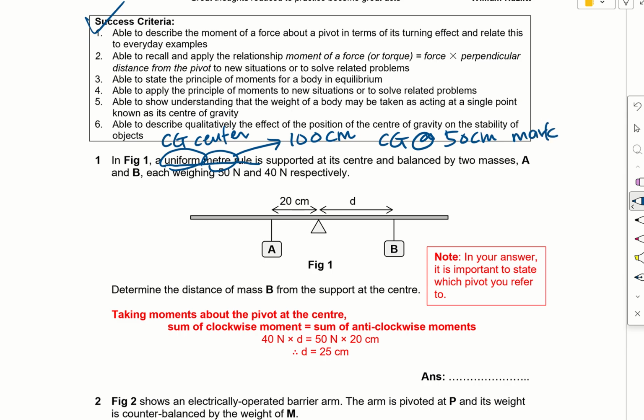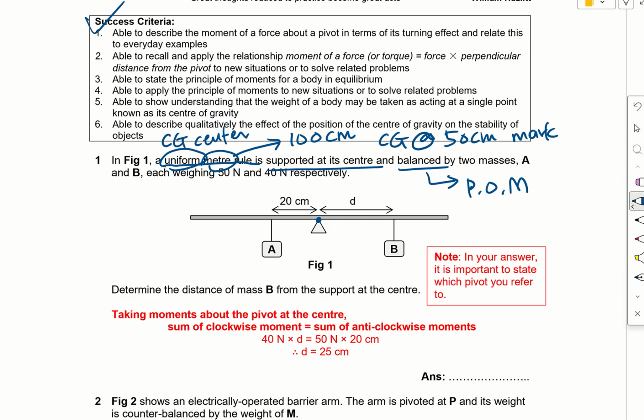Okay, and it is pivoted at its center. That means supported at its center. That means the pivot is over here. So the pivot there is actually at the CG. All right, and it is now balanced. So if it's balanced, that means later on I can apply principle of moment.